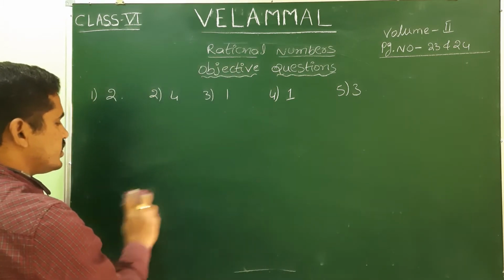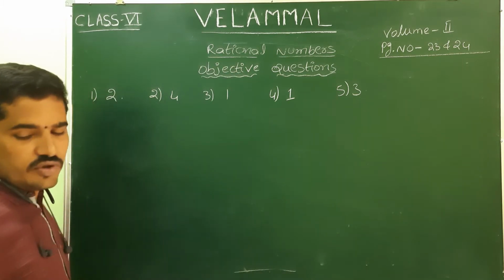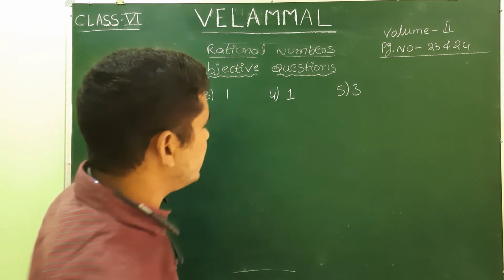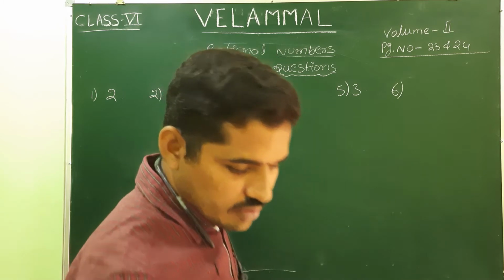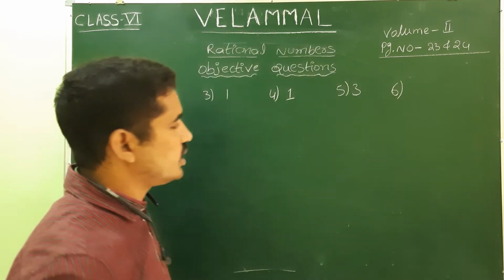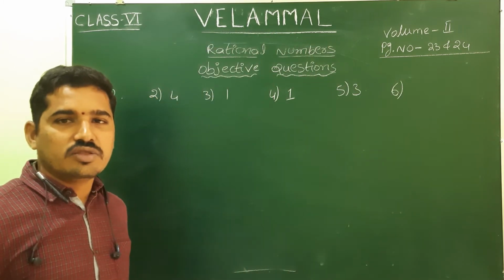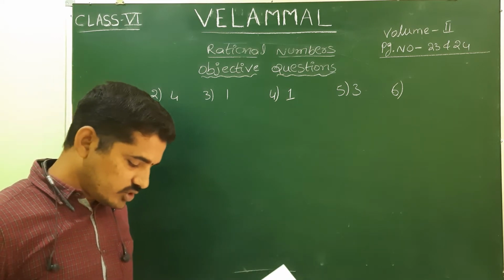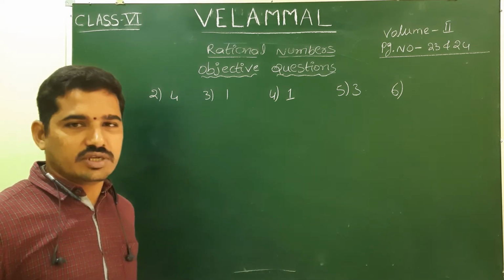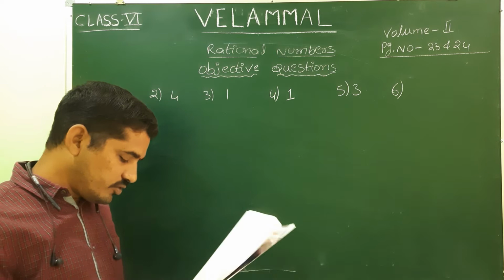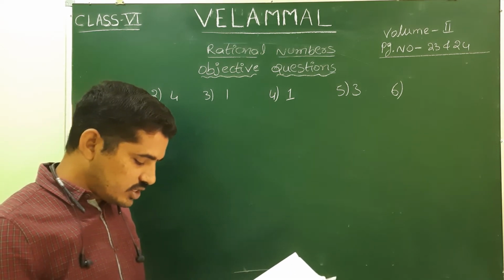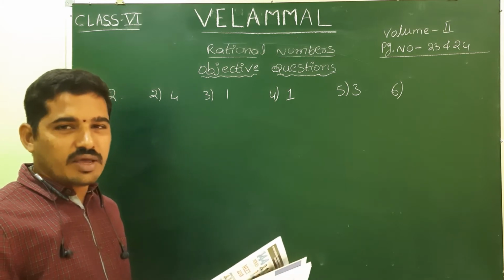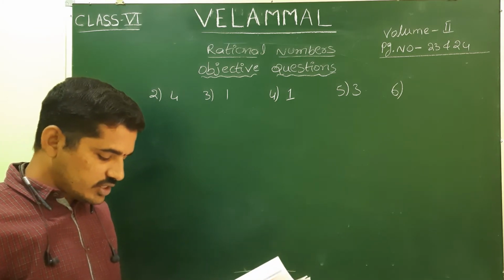The definition of a positive rational number is that the numerator and denominator both have the same sign. If the numerator and denominator both have the same sign, then those fractions or numbers are called positive rational numbers. Here, if you observe, the first option is minus 2 by 3. It is a negative rational number. The second one is 3 by minus 4. It is also a negative rational number.